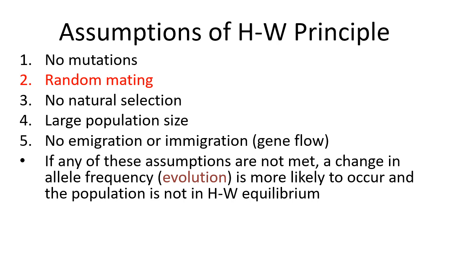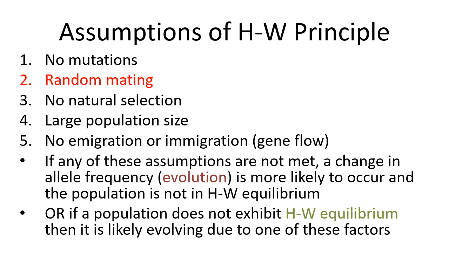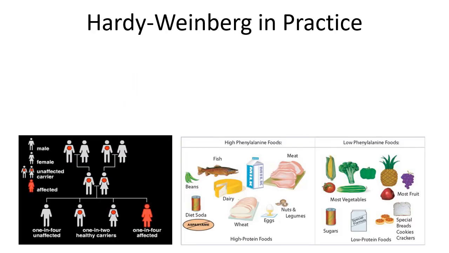If any of these, however, are not met, we would say the population is not in Hardy-Weinberg equilibrium, and that then the allele frequencies are changing, thus fulfilling our definition of evolution. We would say this population is evolving. Or another way of saying that is if a population does not exhibit Hardy-Weinberg equilibrium, then it is likely evolving due to one of these 5 factors. Okay? All right, so let's give you another example.